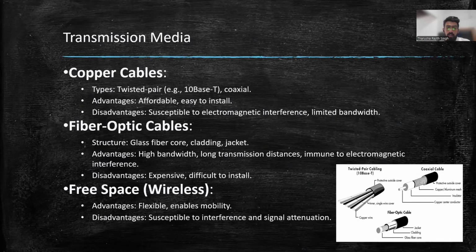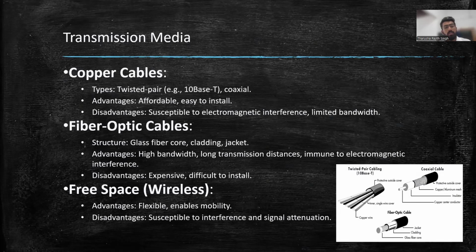Coaxial cables have a central copper conductor surrounded by insulation, a copper or aluminum mesh, and an outer protective cover. They are used in cable television and older Ethernet networks. However, copper cables are susceptible to electromagnetic interference and have limited bandwidth, which can restrict their use in high-speed networks.